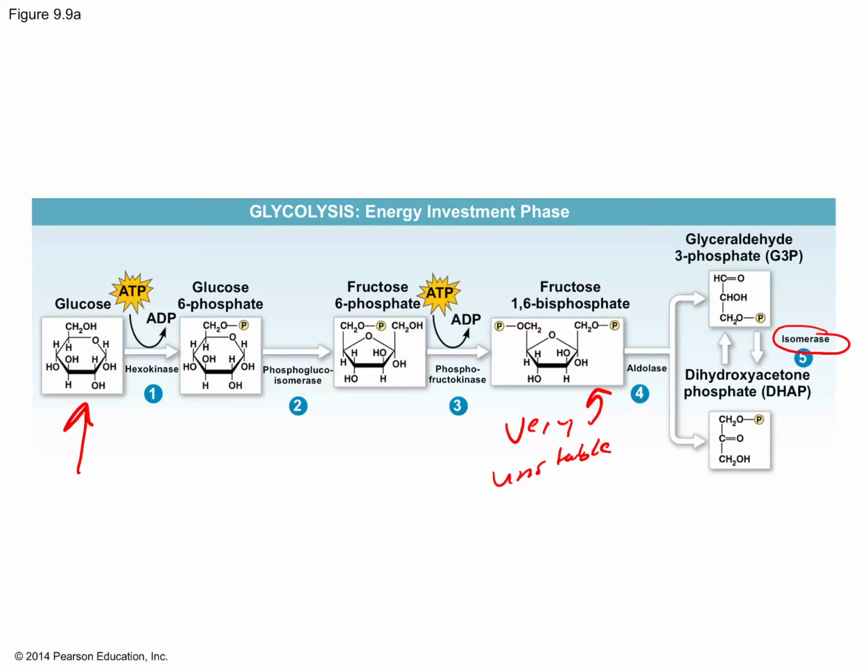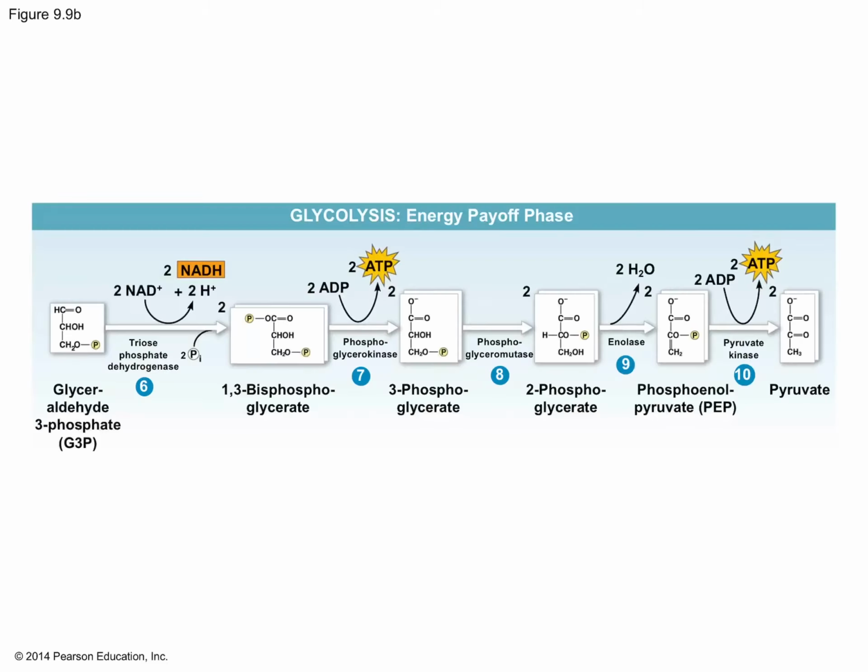All right, so now let's follow these 2 G3Ps through the payoff phase. Okay, here's the energy payoff phase. So notice we have our G3P here. They're just showing 1. I don't know why they do that. They should show 2. But also notice that on all these intermediates, you have 2 panels. You see one in the front and one in the back, one in the front and one in the back.